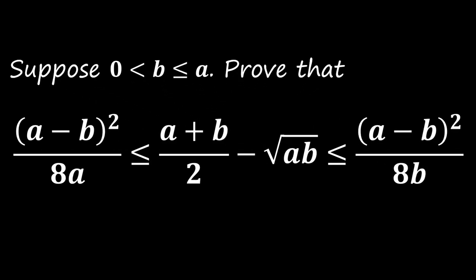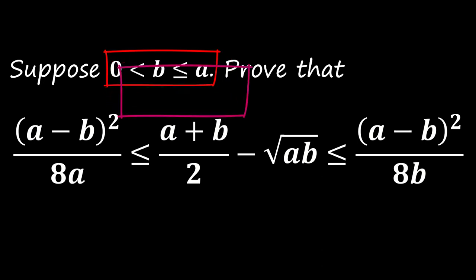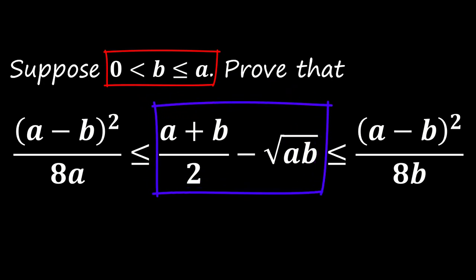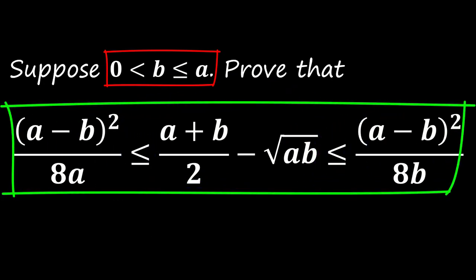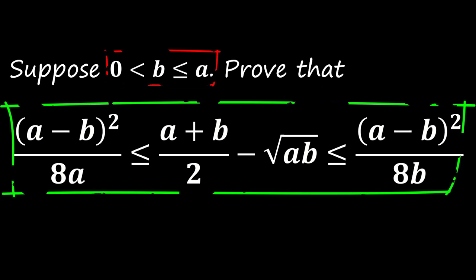Today, let's look at this elementary question regarding inequality. Suppose 0 < b ≤ a. Prove that (a+b)/2 − √(ab) is in between (a−b)²/8a and (a−b)²/8b. Please give it a try before you look at the answer.